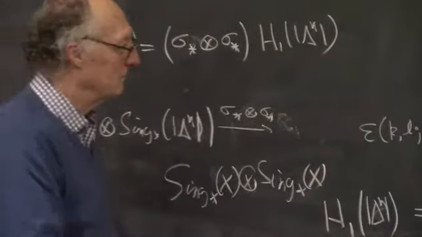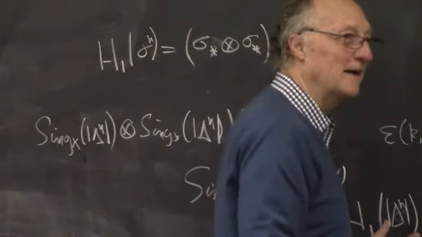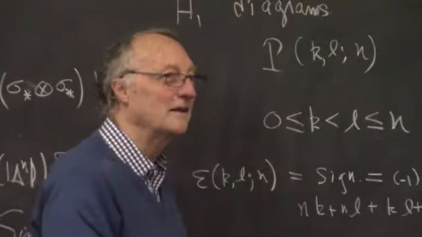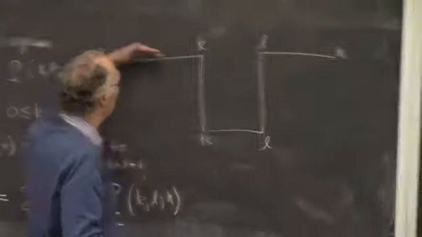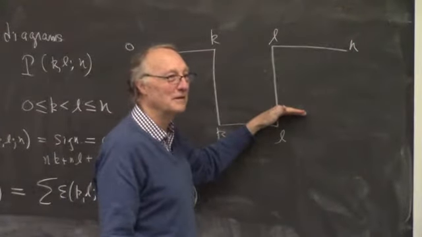Now, this is the picture for delta n. If you want to know what you do for sigma, you take the same picture and you simply restrict sigma to this face, tensor the restriction of sigma to that face.